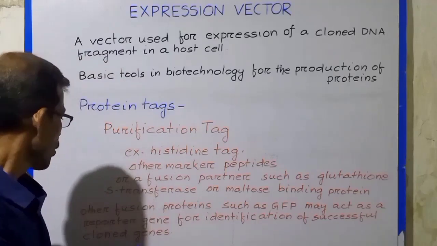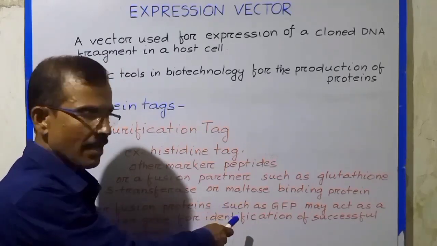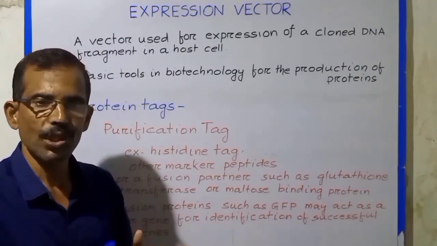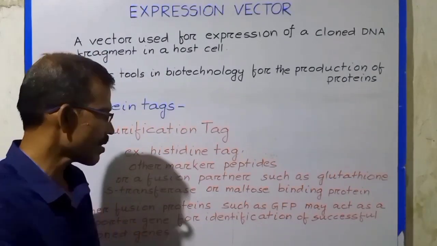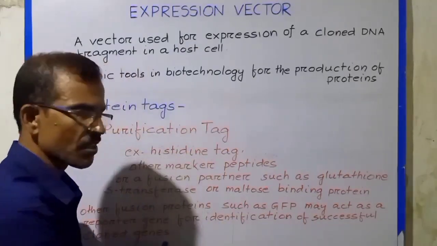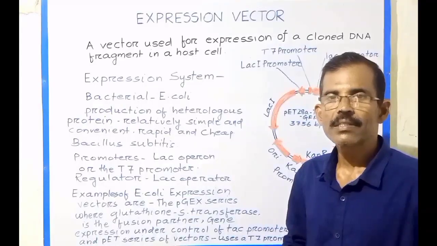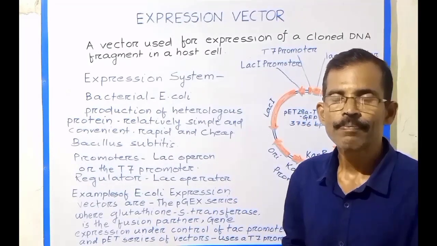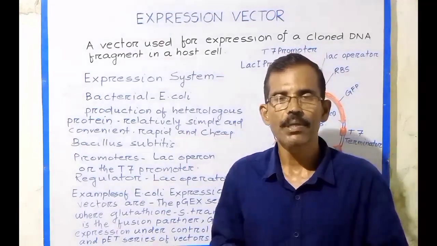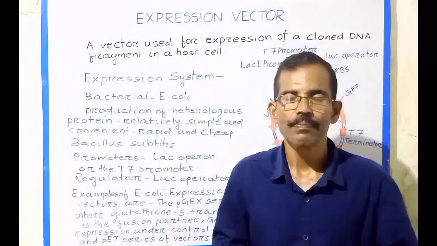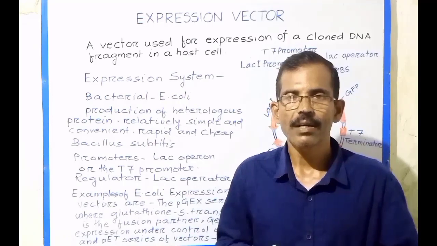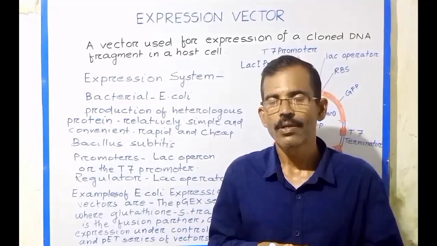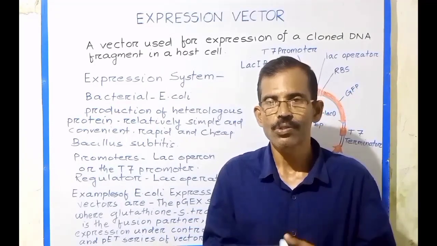In addition, other fusion proteins such as green fluorescent protein may act as a reporter gene for identification of successfully cloned genes. Expression systems for protein production by using expression vectors. Different organisms can be used as the expression system. In order to express the cloned gene, the expression vector should possess the elements which are appropriate for the host.